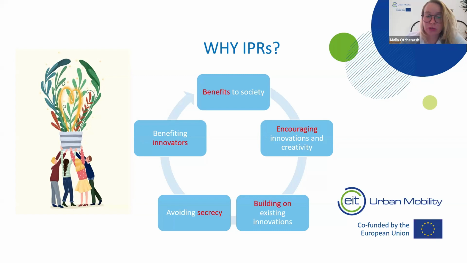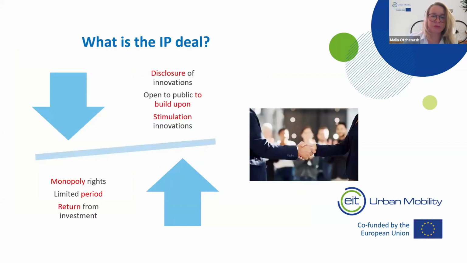So once you are a monopolist in this field, you are deciding, you set rules, you are giving licensing or not giving licensing. So the rationale is benefiting both society and innovators. The deal is disclosing innovations, open to the public, and stimulating innovation. And you get monopoly rights. Of course, the period is limited because that's a monopoly and should have limits. In general terms, that's 20 years for patents.